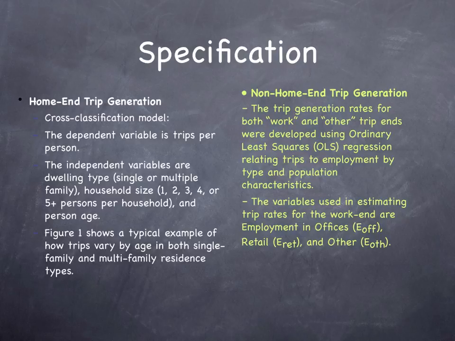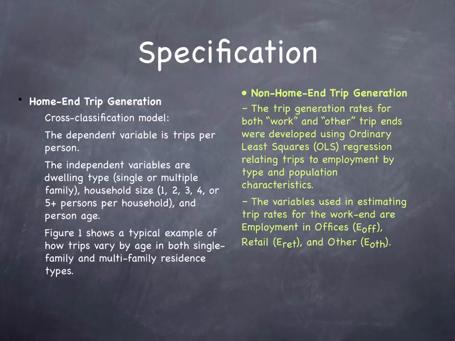So we might specify trip generation using a cross-classification model, where the dependent variable is trips per person, and the independent variables are dwelling type, household size, and person age. And we also similarly have to do something at the non-home end.